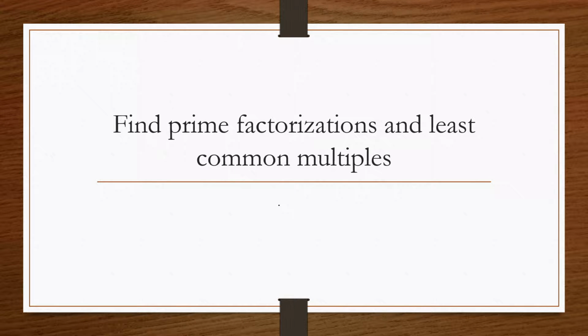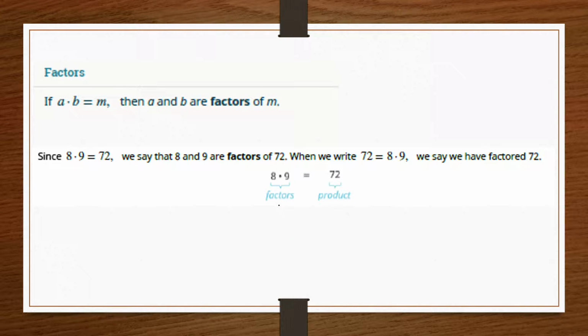Now let's talk about our last topic, finding the prime factorization and least common multiples. So think back to our discussion on multiples earlier. The multiples were a product of some value n times one of the counting numbers. Similarly, we can think to our examples here. So for example, the product 72 is comprised of a couple of factors.